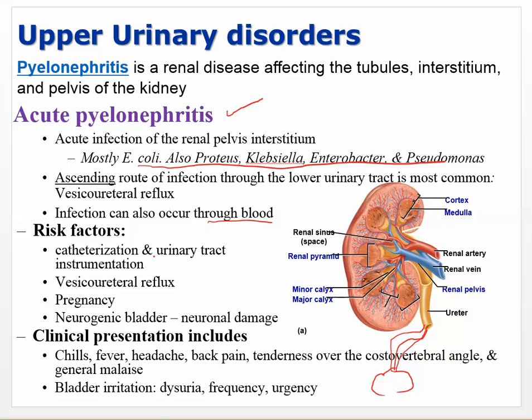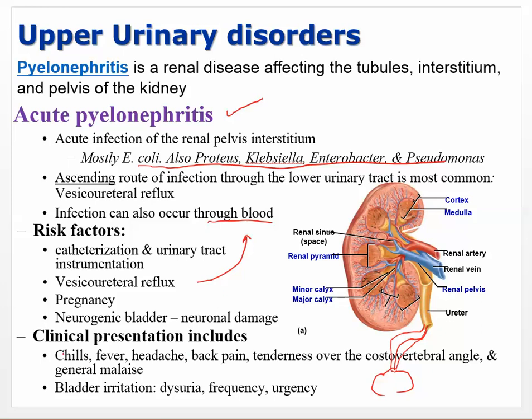Okay, so risk factors: catheterization, putting foreign items in the urethra is a great way to just introduce bacteria and say, here you go, we're just going to put you right in there, and then that can kind of go from there, and then you have that vesicoureteral reflux, and so you've got the movement where it's going to move up to the kidneys. Pregnancy, it happens more frequently with pregnancy. Neurogenic bladder, so neuronal damage, which can also have an effect on stasis of urine flow.